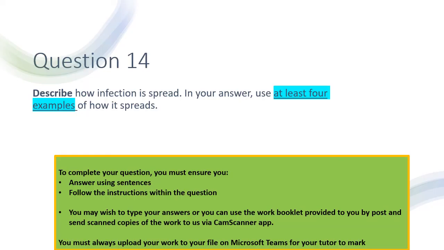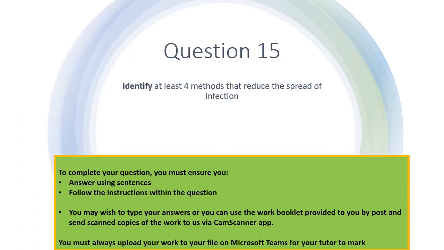So question number 14, you need to describe how infection is spread, and in your answer you need to use at least 4 examples of how it spreads. It's a describe answer, so make sure you write in sentences. And question number 15 is asking you to identify at least 4 methods that reduce the spread of infection. It's an identify question, so you need to just write one short sentence to back up what that method is and how it can reduce the spread of infection.